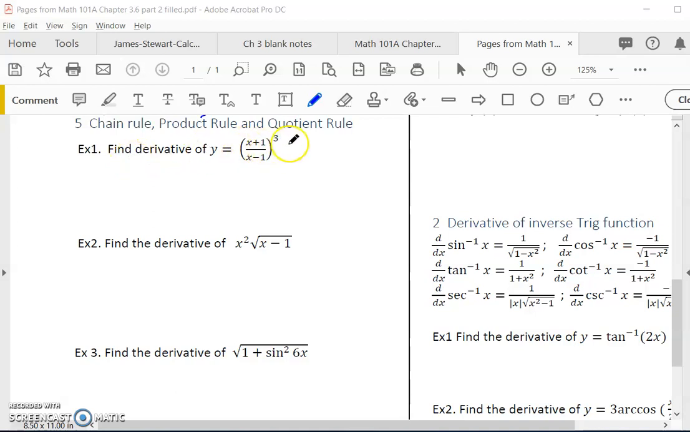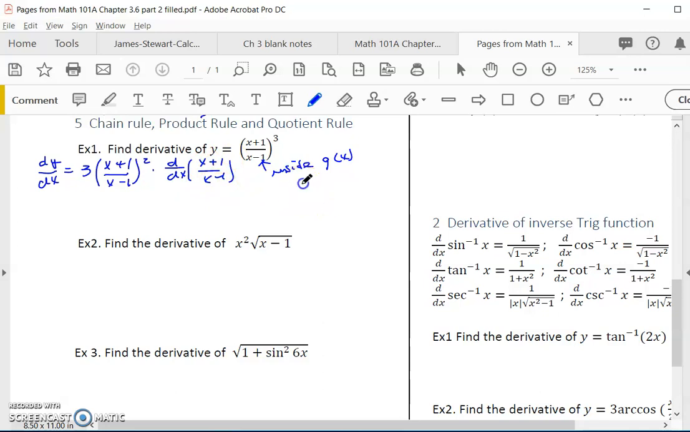Find the derivative of y equals (x plus 1 over x minus 1) cubed. You can see that the outside is a cube, the inside is a function that involves a quotient. So this is the inside g of x, so we can use the general power rule. dy/dx would equal 3 times the whole g of x, (x plus 1 over x minus 1), squared. So this is the general power rule. And then do d/dx of just this quotient.